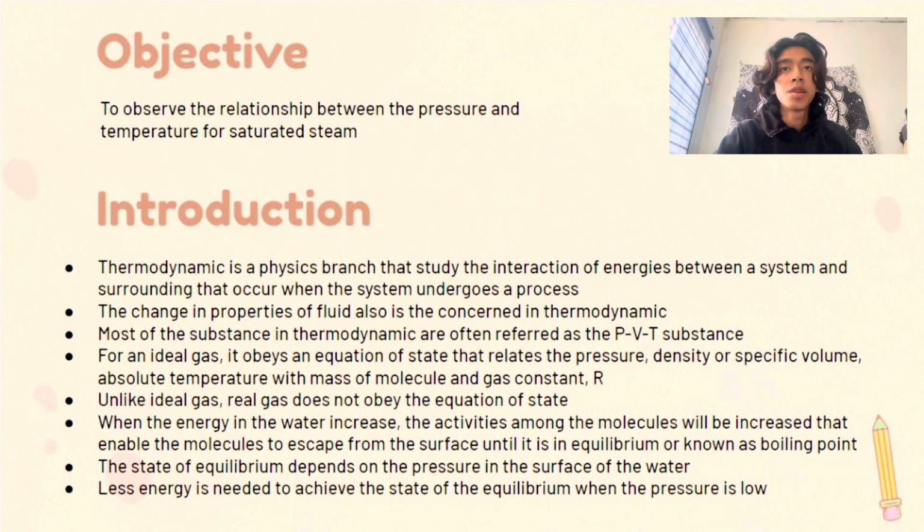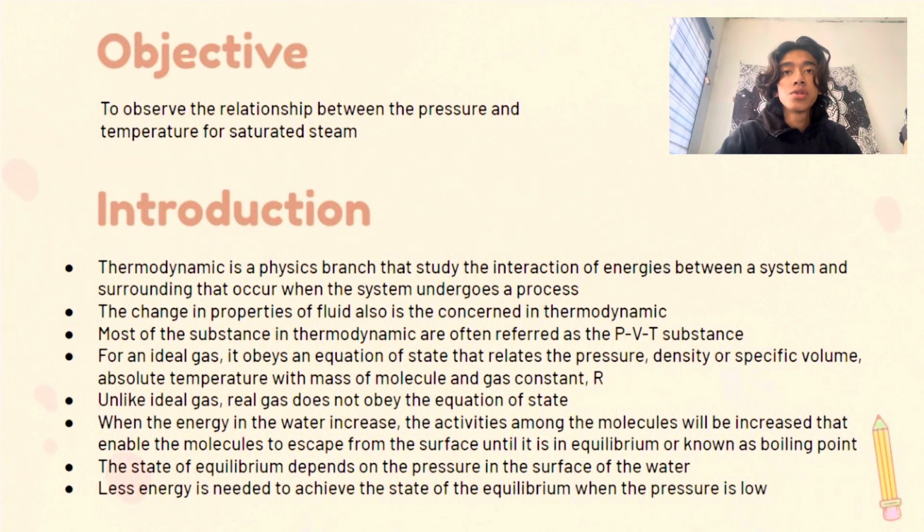Thermodynamics is a physical branch that studies the interaction of energy between a system and surroundings that occurs when the system undergoes a process. The change in property of fluid is also a concern in thermodynamics. Most of the substances in thermodynamics are often referred to as PVT substances. An ideal gas obeys an equation of state that relates the pressure, density, or specific volume. Unlike ideal gas, real gas does not obey the equation of state.